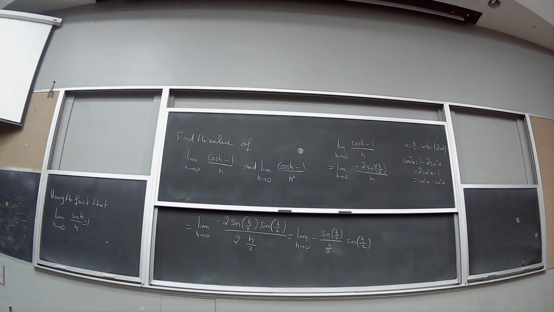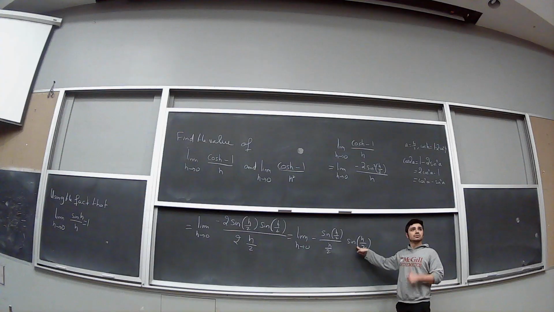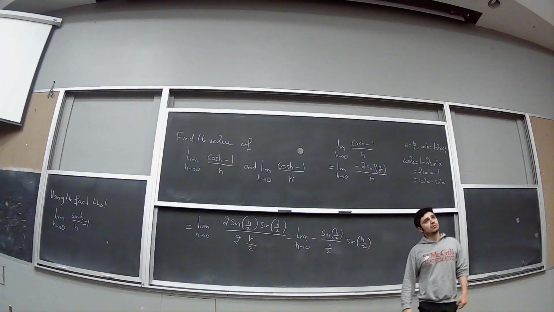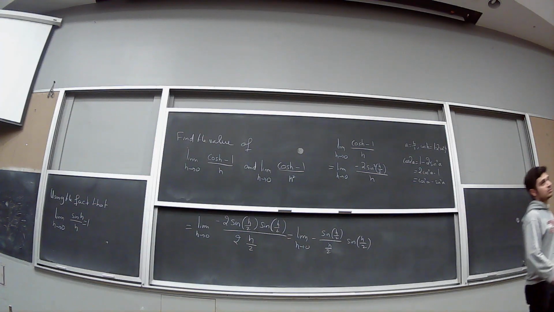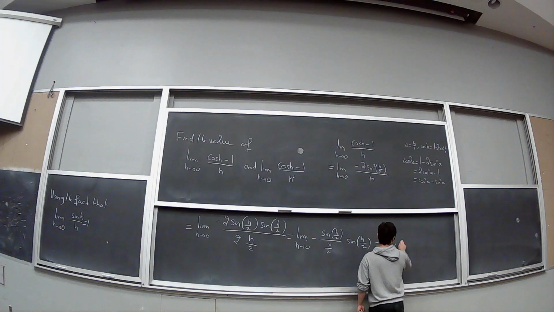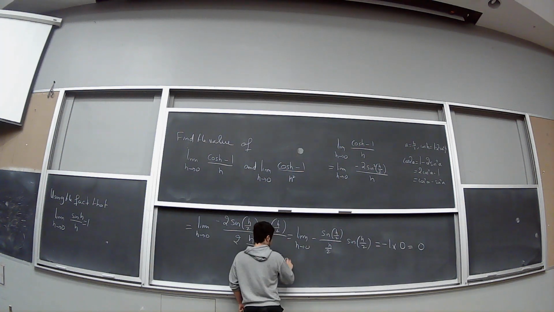Agreed? Everybody? Great. What is the limit of sine h over 2 as h goes to 0? 0, right? This is sine of 0. What is this limit as h goes to 0? 1. So what is my answer? It's minus 1 times 0. Do you guys see this? Yeah? It is equal to minus 1 times 0, which is 0, since this is just the limit clause.